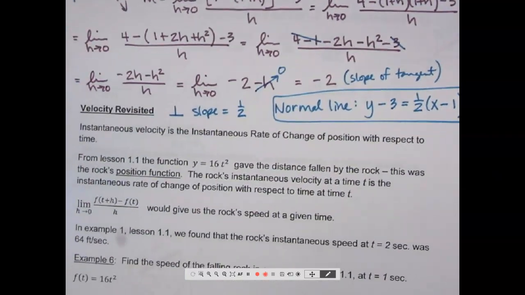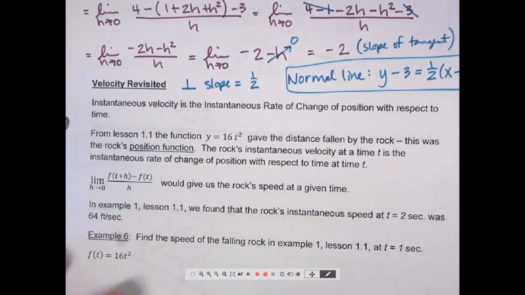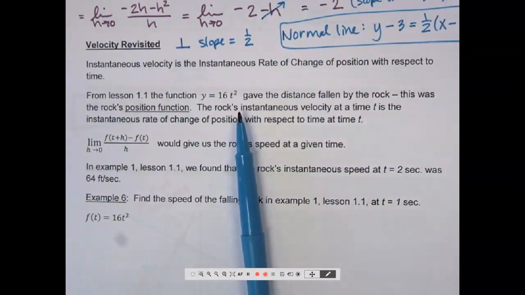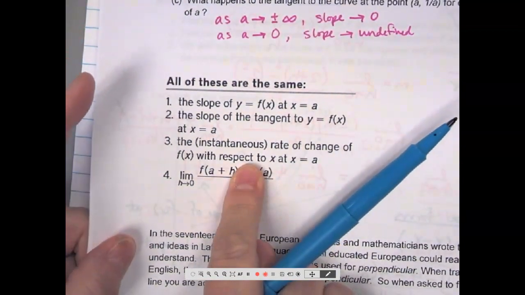Instantaneous velocity is the instantaneous rate of change of position with respect to time. From lesson 1:1, the function y equals 16t squared gave the distance fallen by the rock. This was the rock's position function. The rock's instantaneous velocity at time t is the instantaneous rate of change of position with respect to time at time t. Okay, so remember instantaneous change? That means this thing.